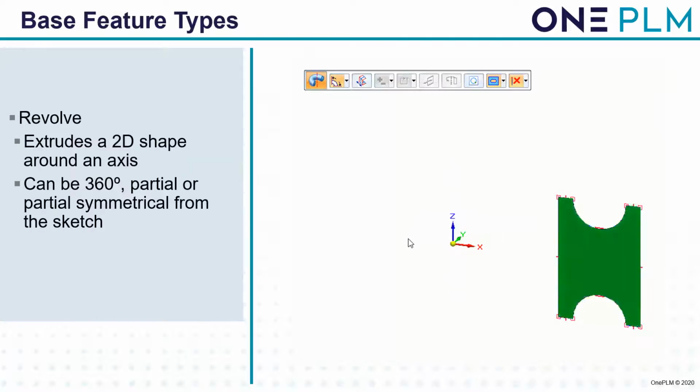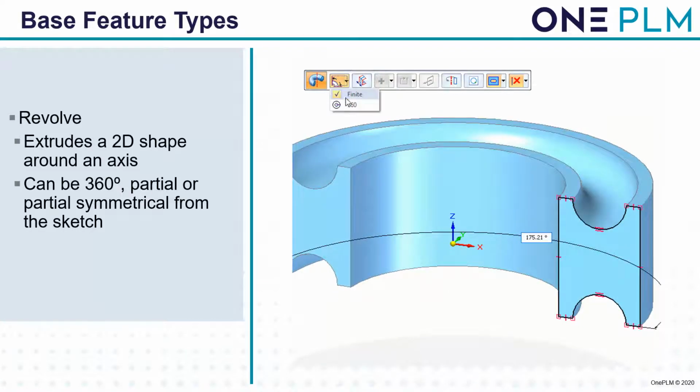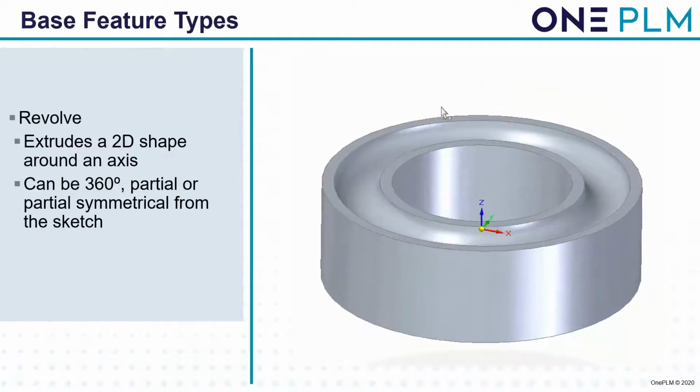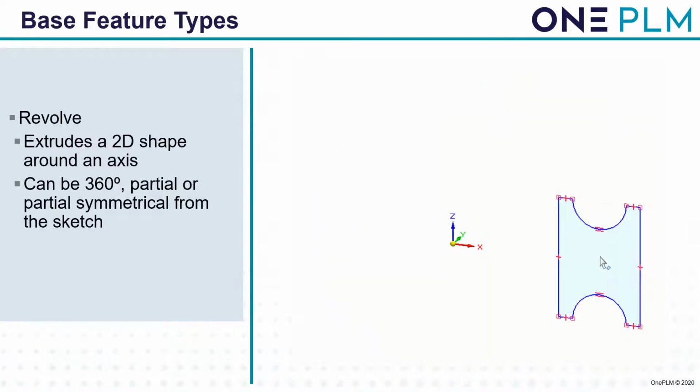The other type of base features are revolve. So we revolve a 2D shape around an axis. We can do this 360 degrees. We can do it partial. We can also do it symmetrical partial from the initial sketch that was created on that part.